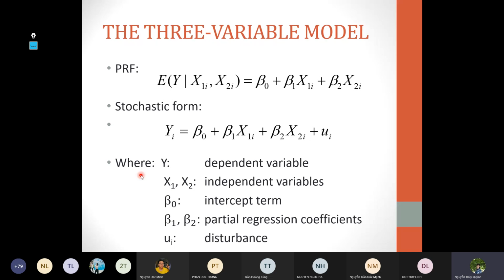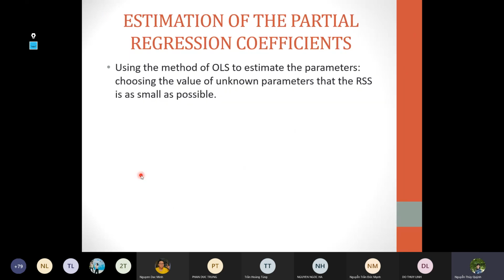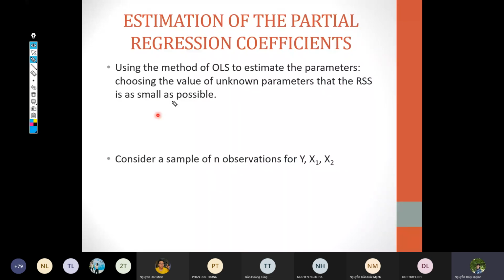Now, we will use the OLS estimation method to estimate the model. We will identify the sample regression model here by choosing the values that minimize the value of RSS. So for this three variable regression model, what is ui hat?